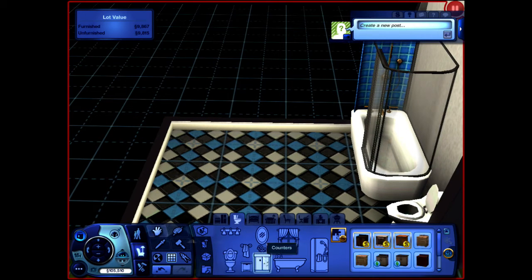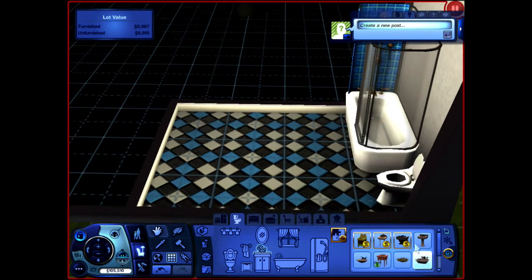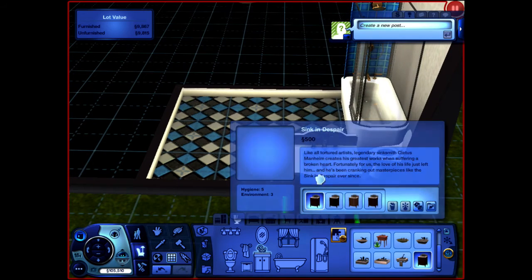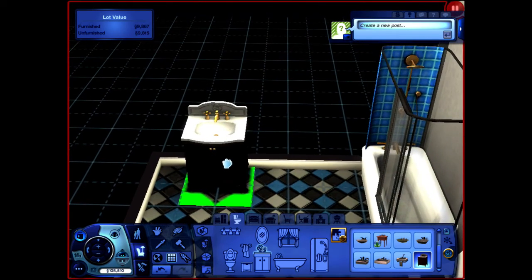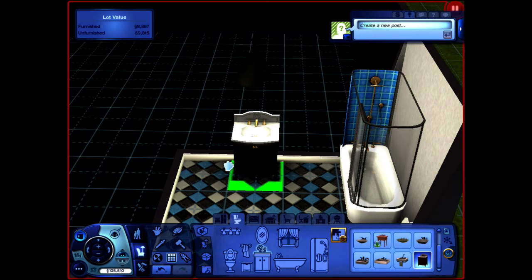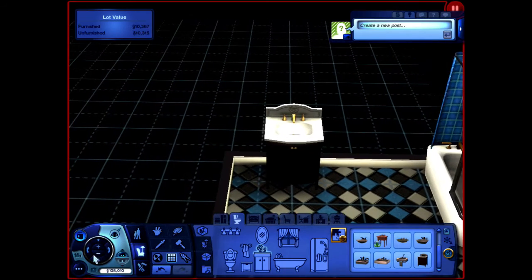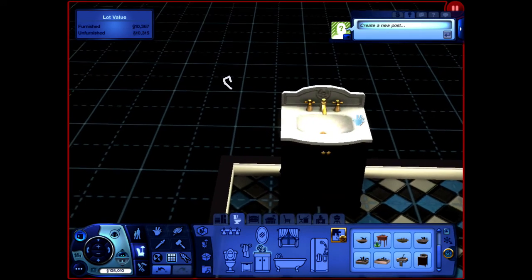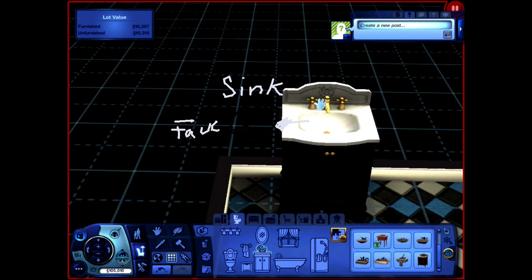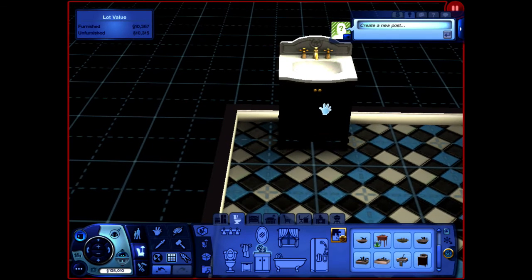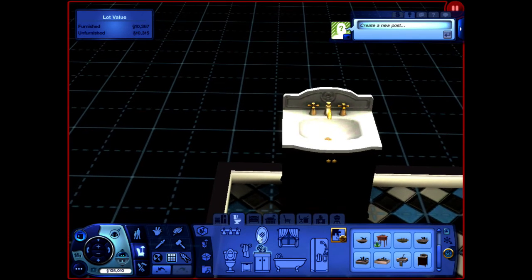Now we have our tub, we have our toilet. Let's go ahead and put in a sink. We really need a sink, a vanity cabinet with a cabinet. Ooh, I like this black one or dark brown. So let's put in this sink over here. Ooh, wow. Okay, so this is our sink, as you could see. This is our faucet. Right here is our cabinet under the sink. This is where you could put all your cleaning supplies.